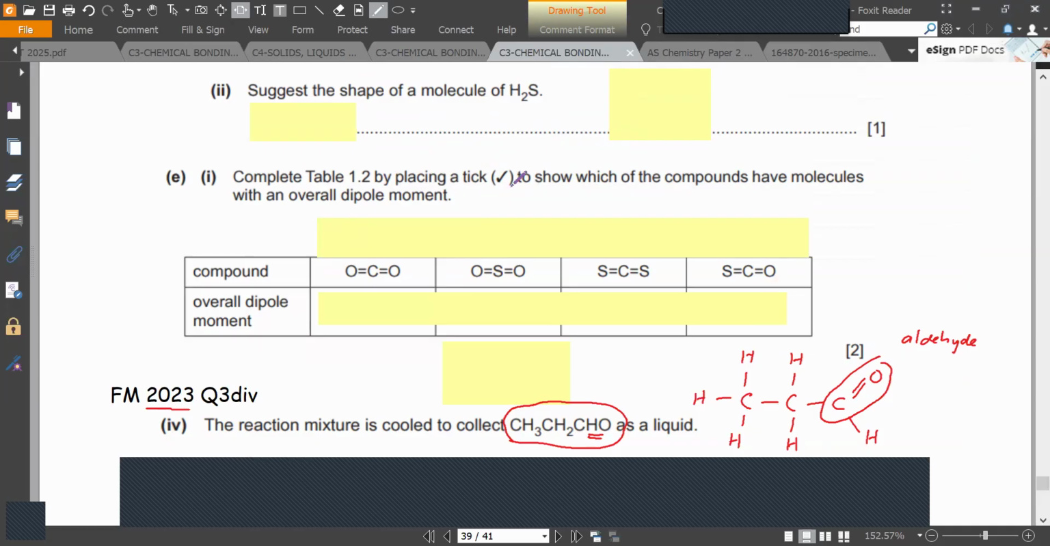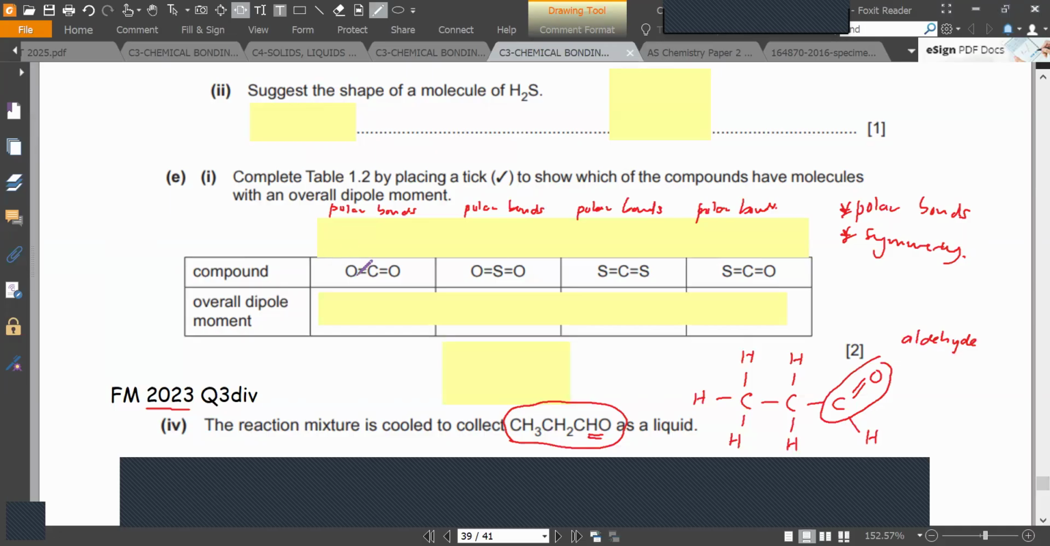We are given: complete the table by placing a tick to show which of the compounds have molecules with overall dipole moment. First, we want to see whether polar bonds are present. All of them have polar bonds, so this is step one. Now we want to look at the symmetry, whether they cancel out or not.